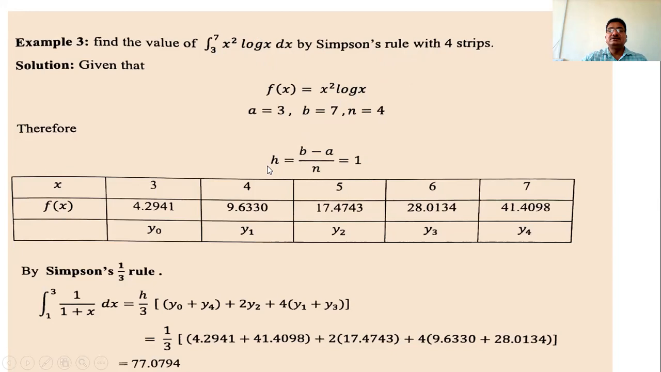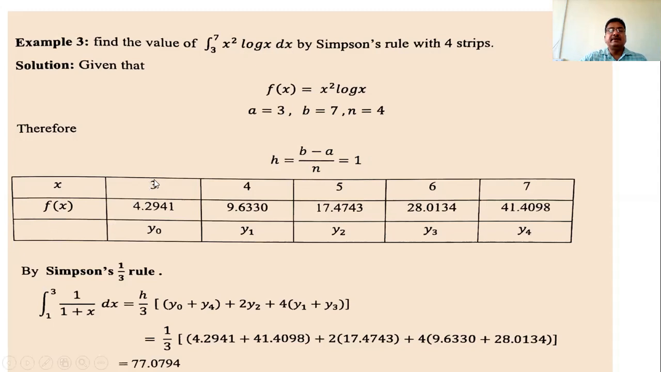therefore h, that is the length of each interval, is what? (b minus a) by n, the formula, and that is 1. b is 7 minus 3 divided by 4 is 1, and therefore prepare the table where the first row is the values of x and the second row the values of y or f(x).